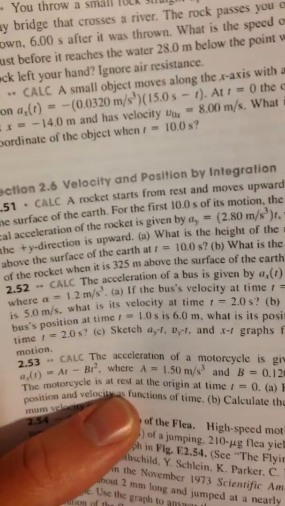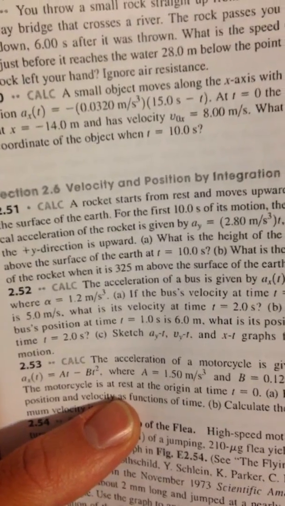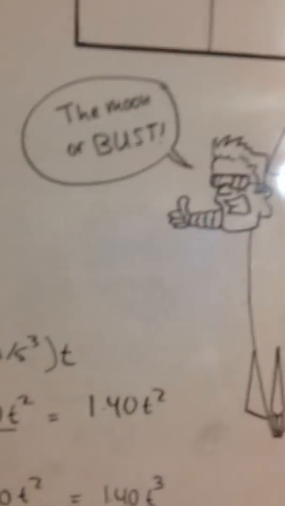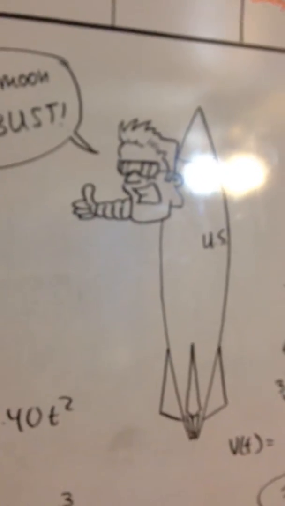For part B, we have, what is the speed of the rocket when it is 325 meters above the surface of the Earth? So we're going to calculate that. First off, I've got my cool rocket dude, the moon or bust. He's going to help us out today. So we're going to use this, and we're going to go through.